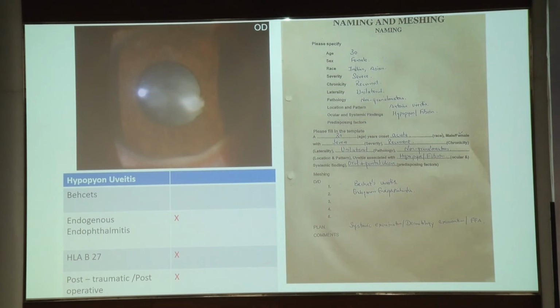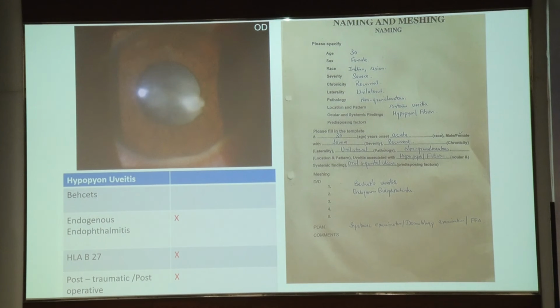This is the chart which I have borrowed from PGI Chandigarh. This is the chart which helps in the naming and meshing, which is a topic. So this was a 30-year-old female who had recurrent episodes of inflammation in the anterior chamber in the right eye. A typical hypopyon can be seen, and this is the photo which has been taken after the patient was laid to one side. So we can see that the hypopyon has shifted.